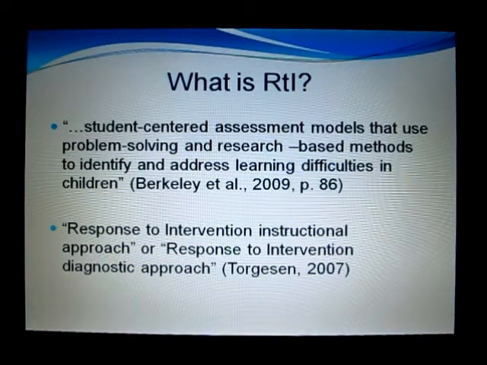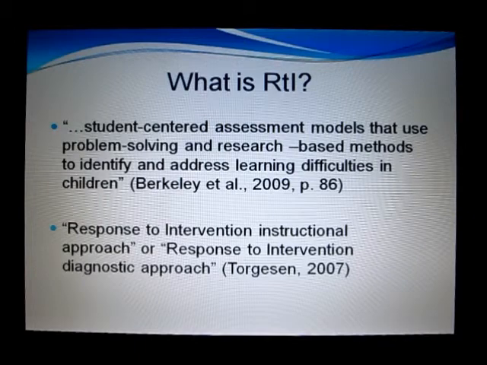So we'll begin with what is RtI. Based on the definition provided by the National Research Center on Learning Disabilities, Berkeley et al. provided this definition: RtI is student-centered assessment models that use problem-solving and research-based methods to identify and address learning difficulties in children.